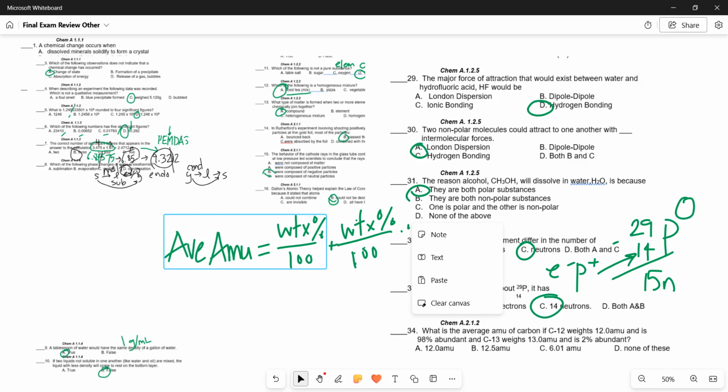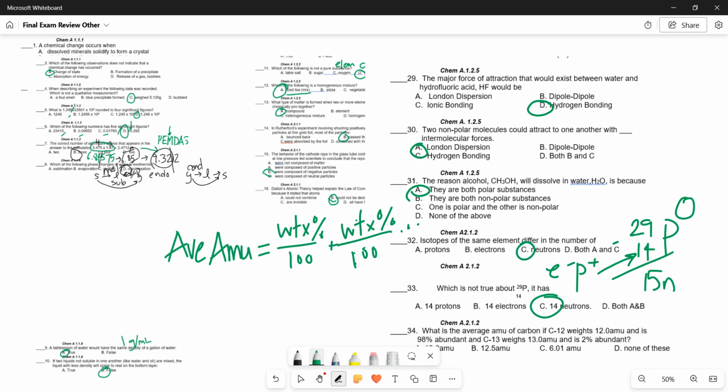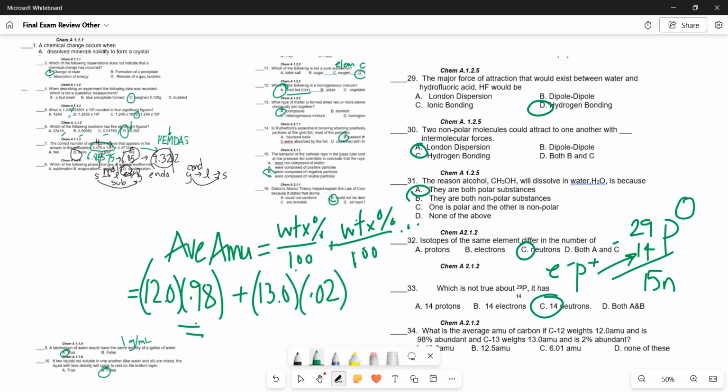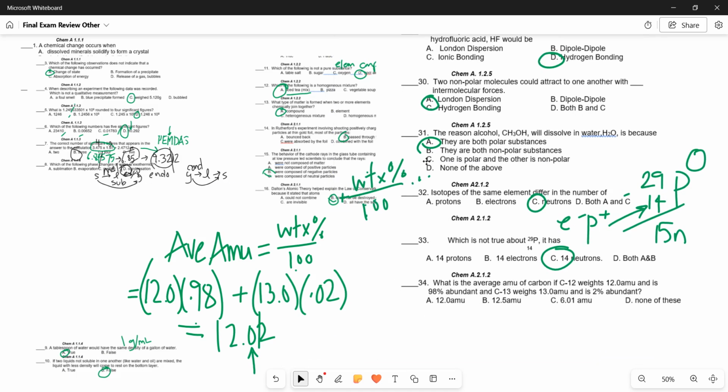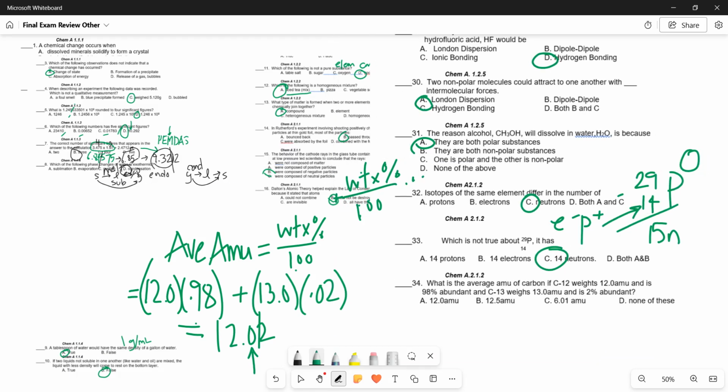You keep adding them. So in this case, this is going to be 12 AMUs times the 98%. So I'm going to just go ahead and divide that by the 100. And then I'm going to have 13 AMUs times the 2%, taking out a percent. And when I add these together and solve, I get 12.02. Again, the numbers they gave me only have one sig fig, so that's going to be dropped. And the answer, you can't see it here. Let me pull this up. The answer is going to be A.